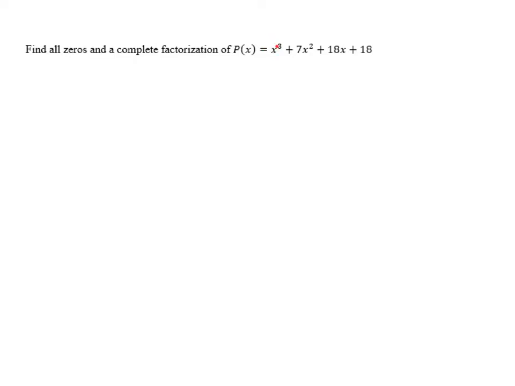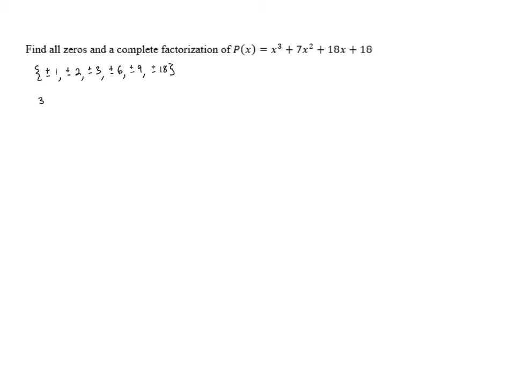Because the leading coefficient is 1, that means that the potential rational zeros are the factors of 18. However, there are 12 factors of 18: plus or minus 1, plus or minus 2, plus or minus 3, plus or minus 6, plus or minus 9, and plus or minus 18. Now, I'm not going to go through and demonstrate all of these possible zeros, but I will do 2 of them so you can see an example of one that doesn't work and an example of one that does.